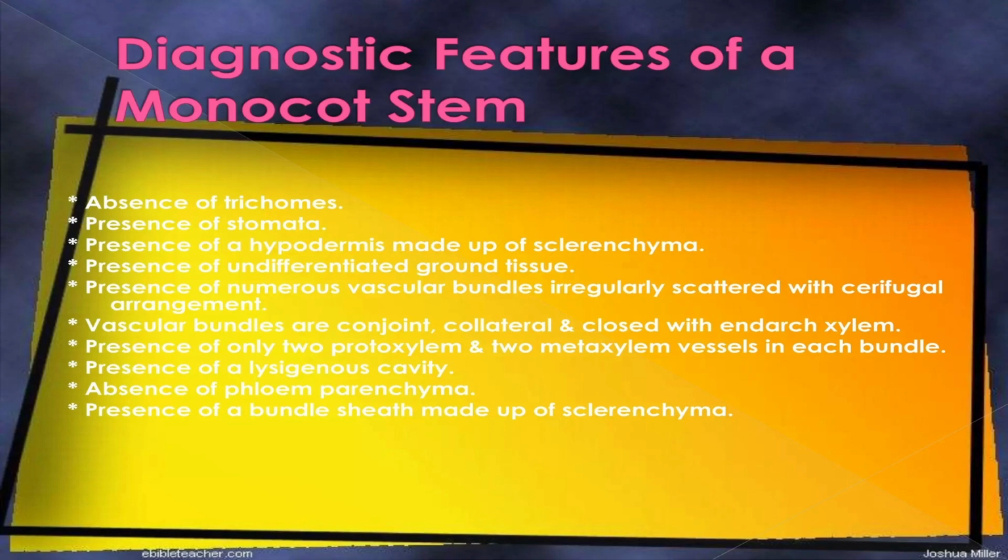An important point: cambium is absent. The xylem is arranged in a Y-shaped manner. The phloem is composed of sieve tubes and companion cells. The protophloem is present above the phloem. Finally, secondary growth is absent because cambium is absent in the monocot stem.